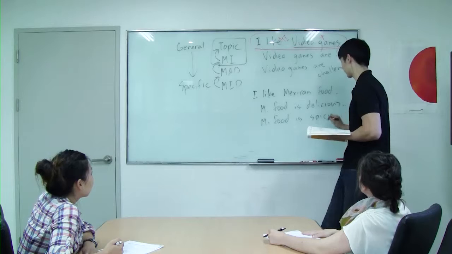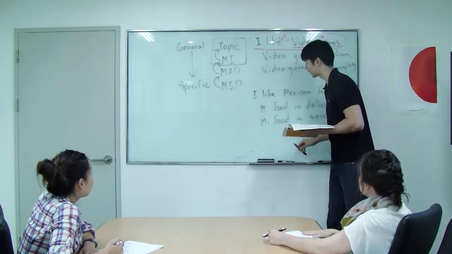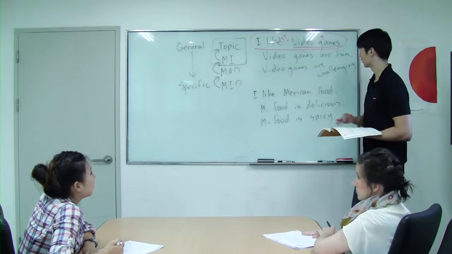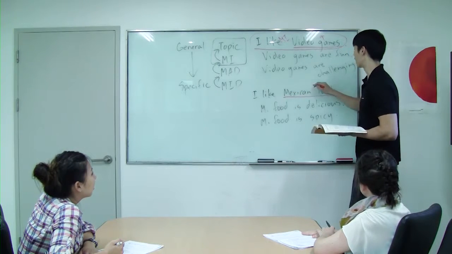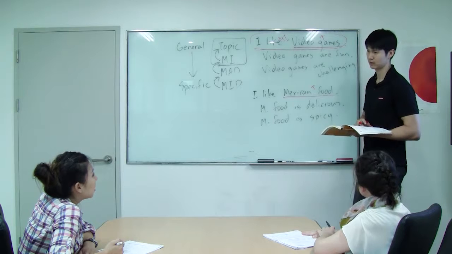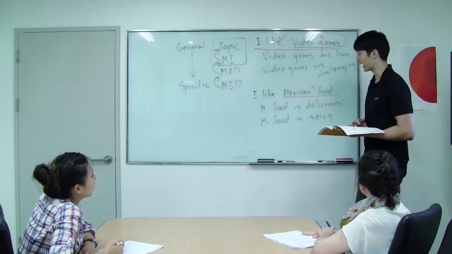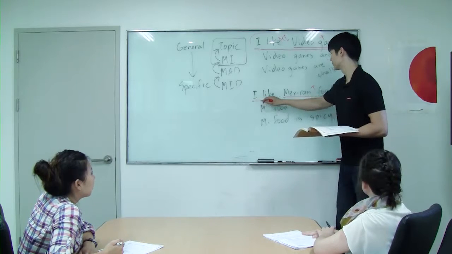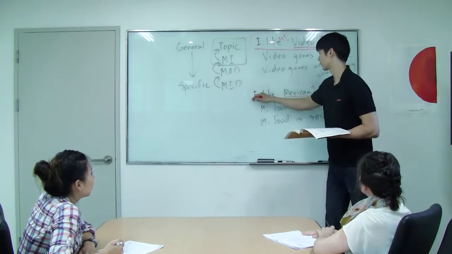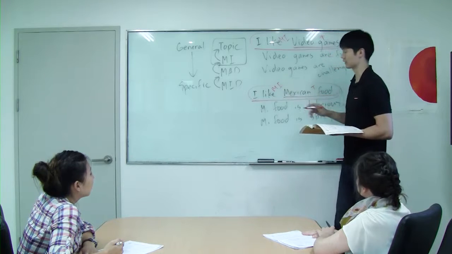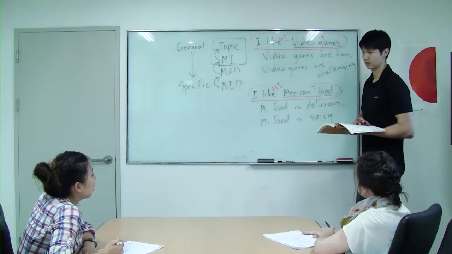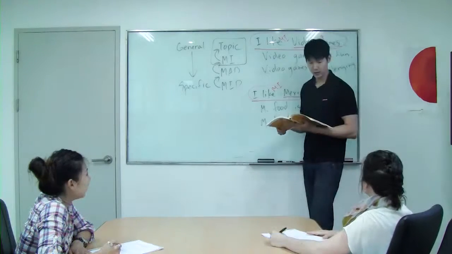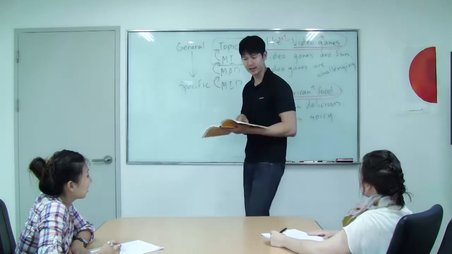Okay, what I'm going to do is I'm going to have Sharon identify your topic and main idea. So Sharon, what is her topic? Mexican food. Good. And why is this her topic? Because it's the subject. Very good. And what is her main idea? I like Mexican food. Good. And why is this her main idea? Because it's her overall point about Mexican food. Very good.